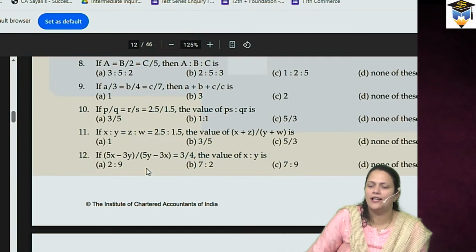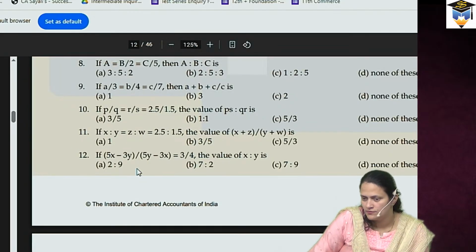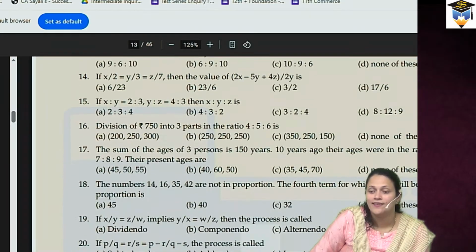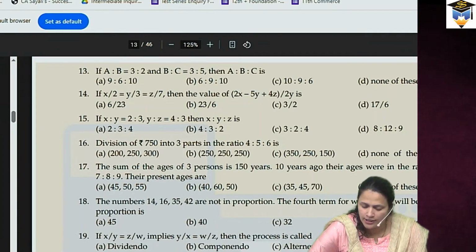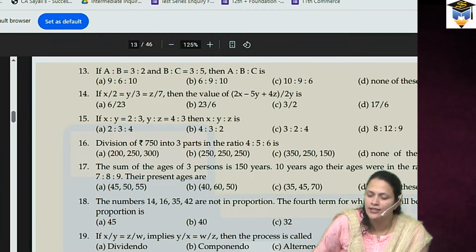5x minus 3y. The 12th sum is easy. Sorry, we have to solve this one, the 13th one. Now in the 13th one, what is given to us? A upon B is equal to 3 by 2. B upon C is equal to 3 by 5. You have to find out the ratio of A is to B is to C.